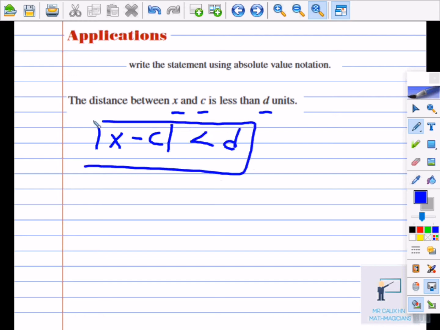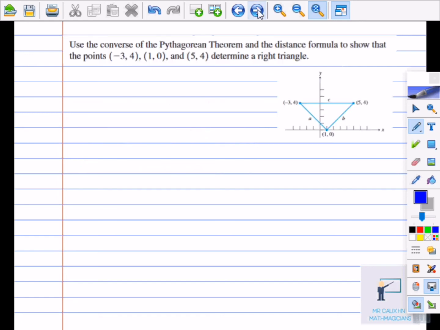And this is your answer as an application. That would be it. Let's continue with the next type of exercise.